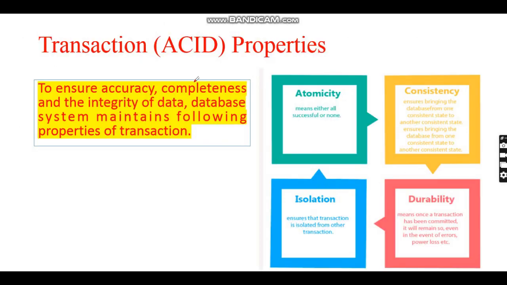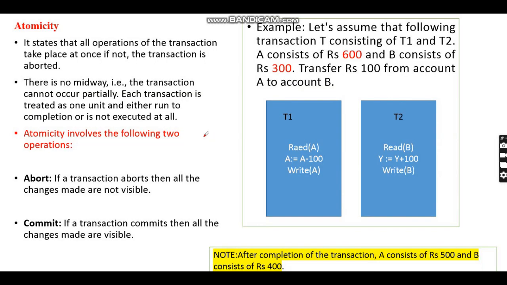Now these are the ACID properties, okay, ACID properties. So here, these are atomicity, consistency, isolation and durability, okay? So this is the meaning of ACID, right? To ensure accuracy, completeness and integrity of data, a database system maintains the following properties of transactions, okay? Let's see this one by one.